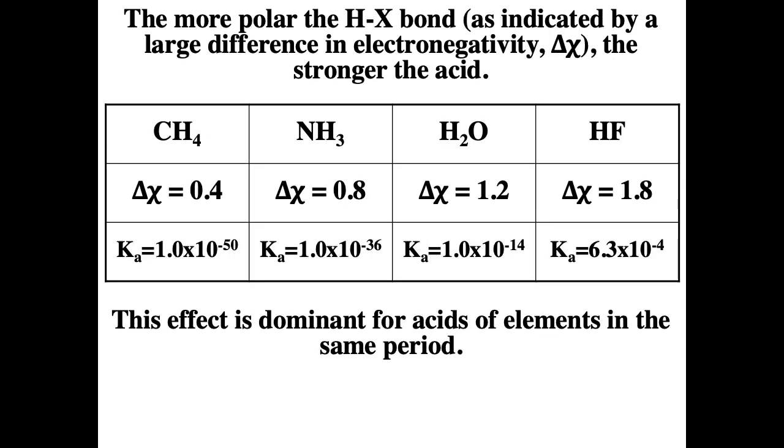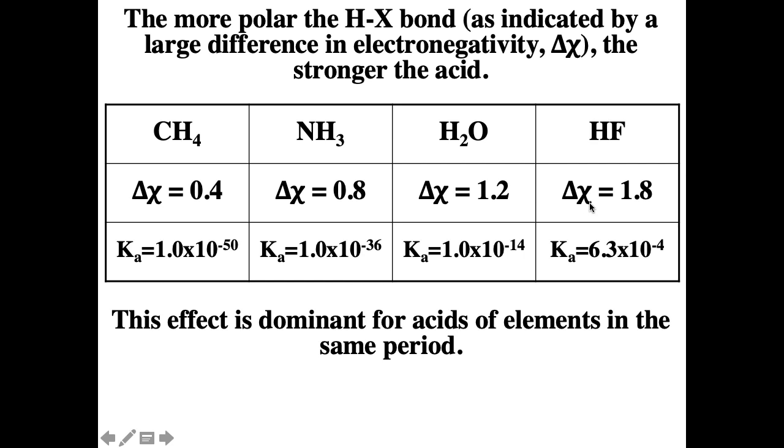Now if we look at the second row of the periodic table, you have carbon, nitrogen, oxygen, and fluorine. If we look at the compounds with hydrogen, and we look at the difference in electronegativity. Remember, the difference in electronegativity can be used to determine the polarity of the bond, not the polarity of the molecule. CH4 is symmetric, so it's not polar, but the difference in electronegativity gives you the polarity of the bond. The bigger the difference, symbolized by delta chi, the more polar the bond.